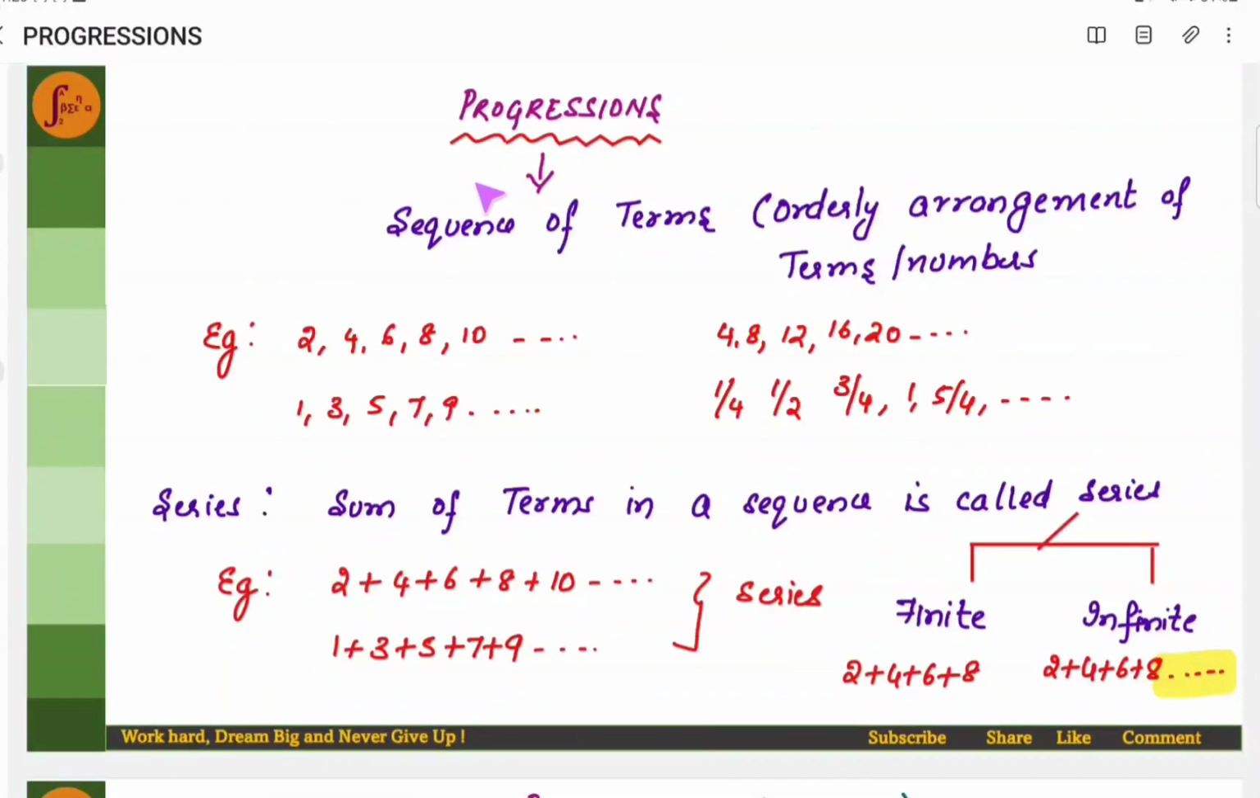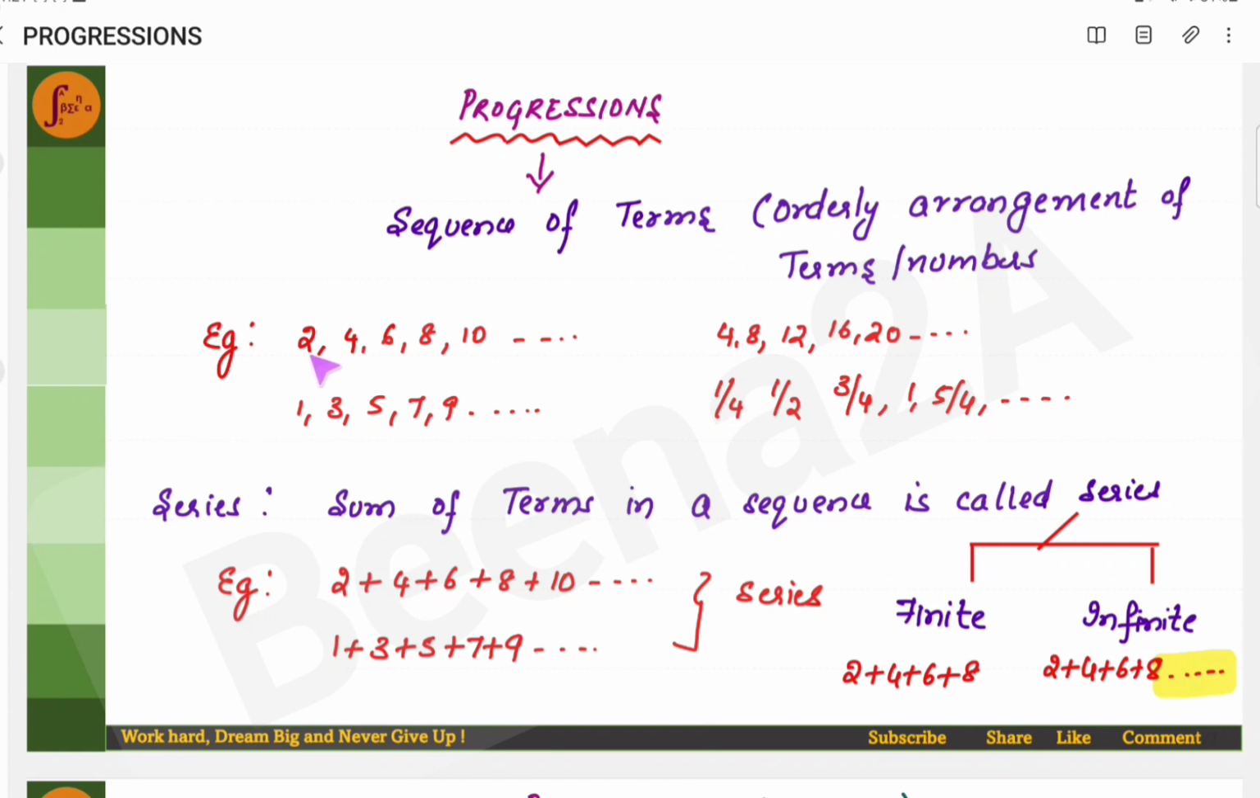Let us understand a few key terms before we get into the details of arithmetic progressions. Sequence of terms is nothing but an orderly arrangement of terms or numbers. For example, if I take these numbers 2, 4, 6, 8, 10 and so on, they are in order. There is some order defined, right? It is in ascending order, the increasing order.